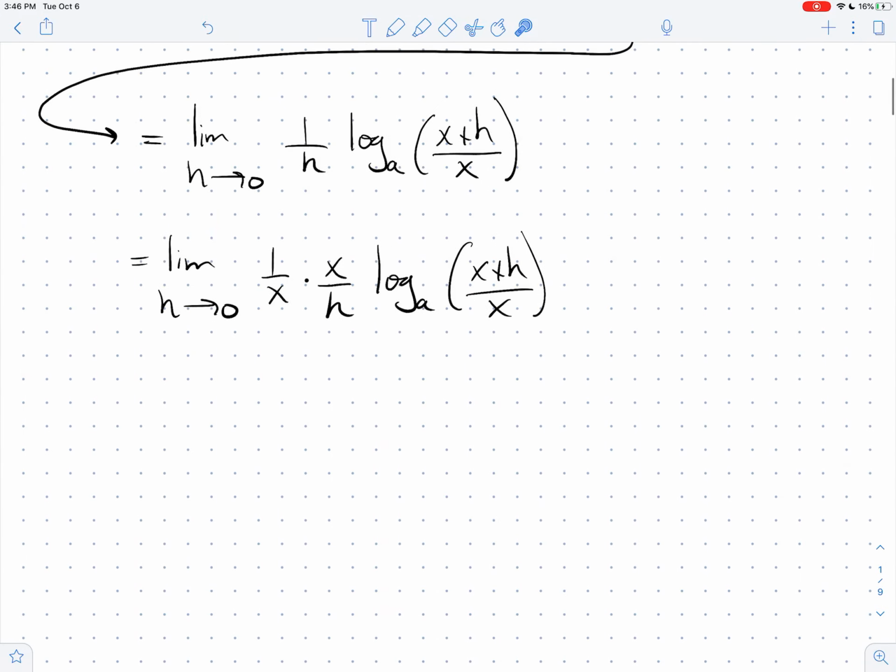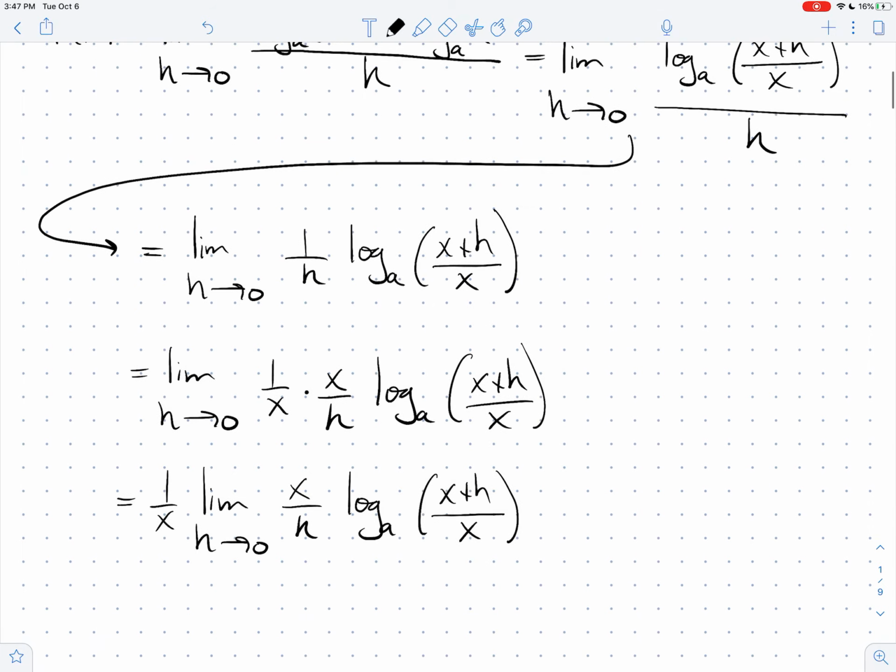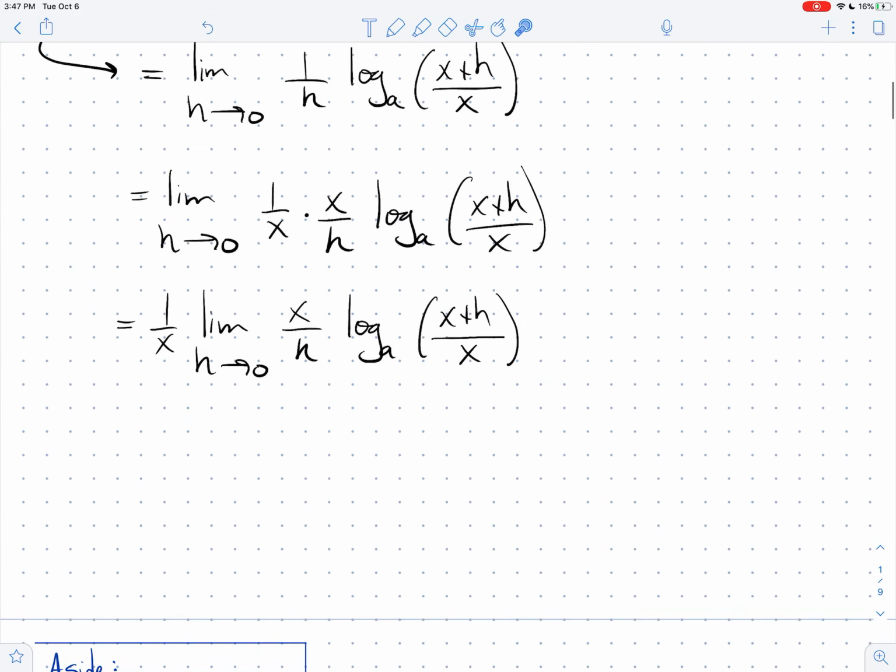And now I realize this limit is involving h. h is what's in motion. x, even though x is a variable, in this limit, x is static. And so I can pull this constant out of the limit, and I can view this as 1 over x times the limit as h goes to 0 of x over h times log base a of x plus h over x. And notice I'm being careful to write everything in an orderly way, step by step. I'm not taking any shortcuts. I'm writing limit every time. I'm just being methodical, careful. This is how you want to do your own limits. It really helps keep things straight and clean.